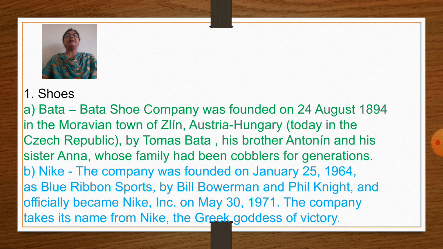Next brand, Nike. The company was founded on January 25, 1964 as Blue Ribbon Sports by Bill Bowerman and Phil Knight and officially became Nike on May 30th, 1971. The company takes its name from Nike, the Greek goddess of victory.